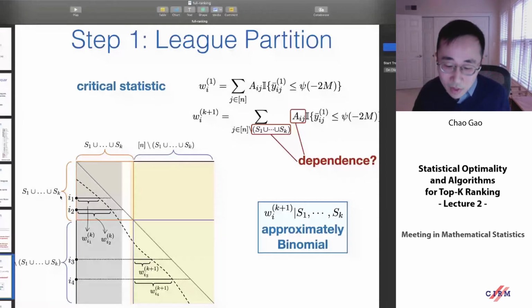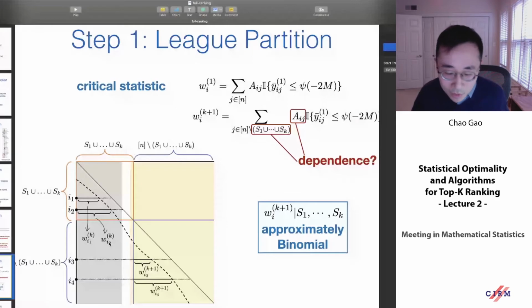For example, at the K step, our algorithm selects players into the K league as long as these WIKs are below some threshold. So this means there is a dashed line, and all the WIs should be on the left-hand side of this dashed line. In other words, there is a gray area such that WI in the first K steps should only depend on AIJ that are in the gray area. As a result, the first K leagues only depend on AIJs in the gray area.